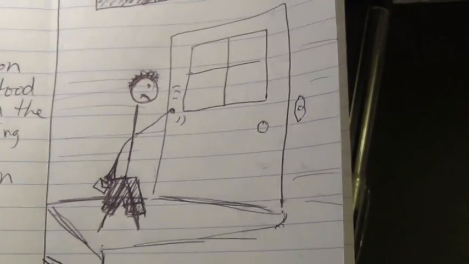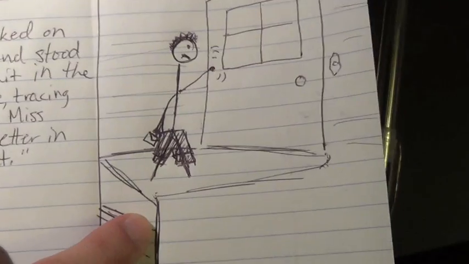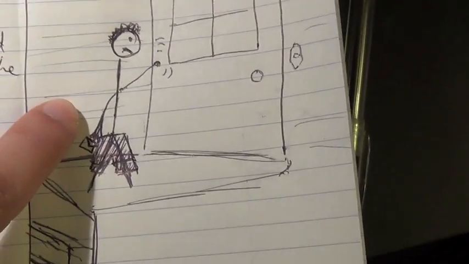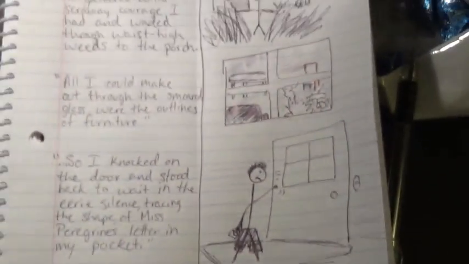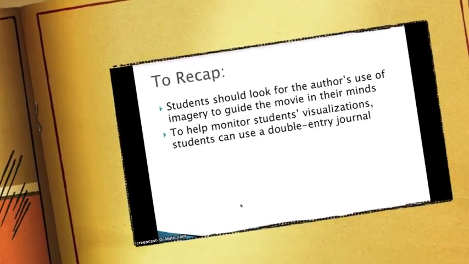It kind of sounds like Jacob's nervous. So I drew a picture of him standing on the porch, and again, it's a stick person, wearing a pair of shorts, and he's kind of holding this letter in his pocket or in his hand. And he's knocking on the door, and his face is one that looks kind of uneasy, or at least to me. So that's how you would set up your double entry journal.